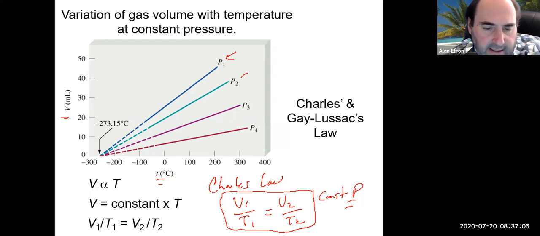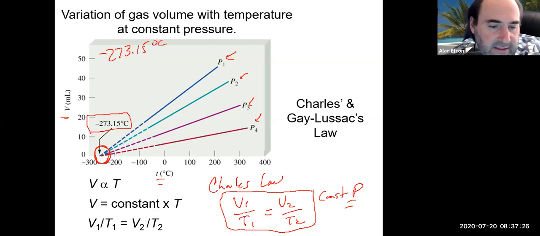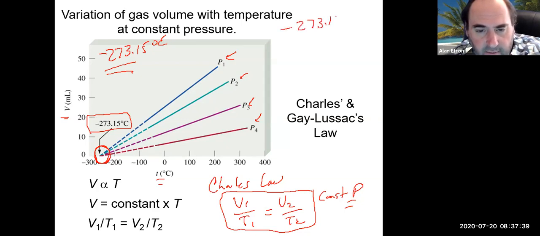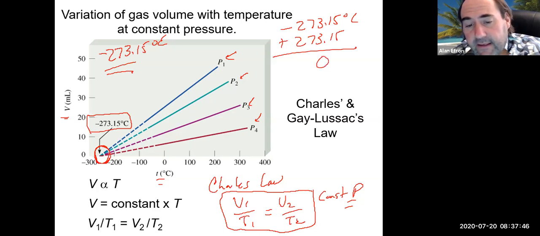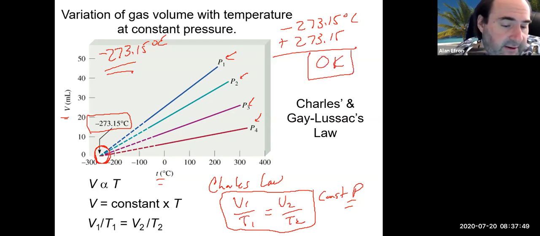And if you take any gas you like, doesn't matter which one it is, and you extend their lines all the way back to the temperature axis, what we get is always the same number. It always hits this number right here, which is minus 273.15 degrees Celsius. Perhaps you recognize this number. This is the number that we use to convert temperature into Kelvin. If we add 273.15 to convert it into Kelvin, we get zero Kelvin, which is absolute zero, and it's why it used to be called the absolute temperature scale.